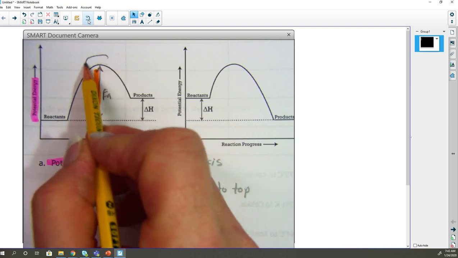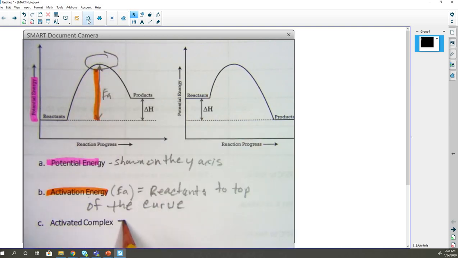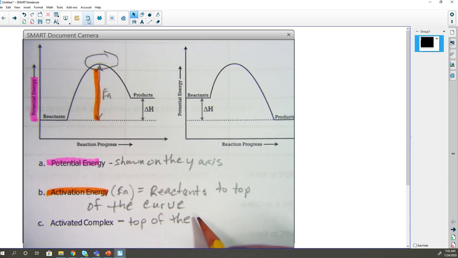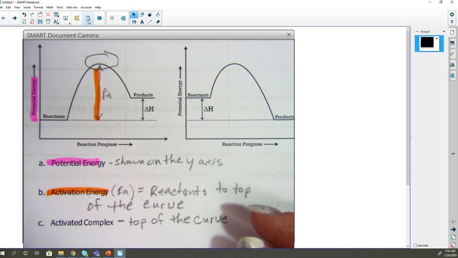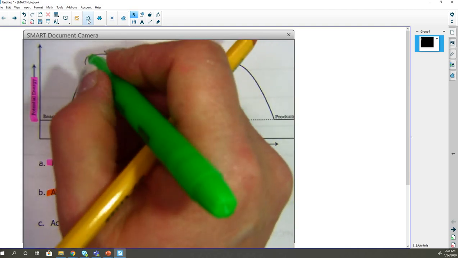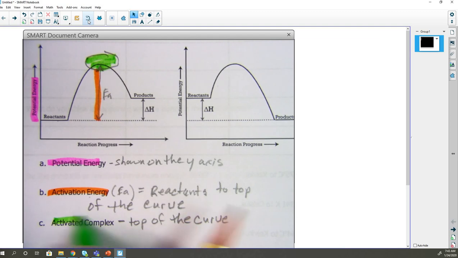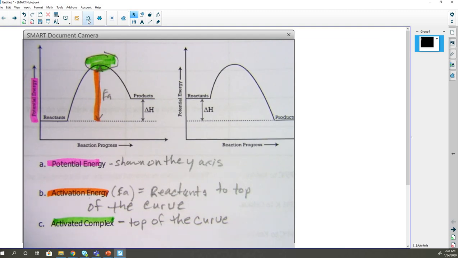This right here at the very top of the curve, this is my activated complex. It's sort of like trying to figure out which way I'm going to go. Do I have enough energy to make it up over, or do I have to turn around and go backwards? So here, at the top of the curve, that's my activated complex. The reaction pathway itself is the path the graph takes.